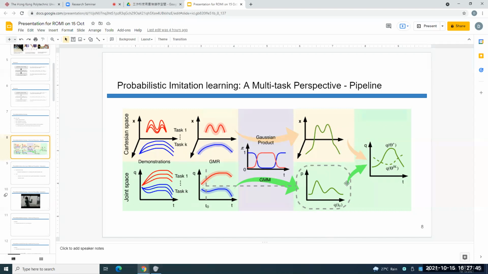And for the joint space part, we exploit robot redundancy for the imitation of joint space trajectories. That's the basic idea. So it is trajectory to trajectory. Yes. You see this part is from here, and this part is from the red task.